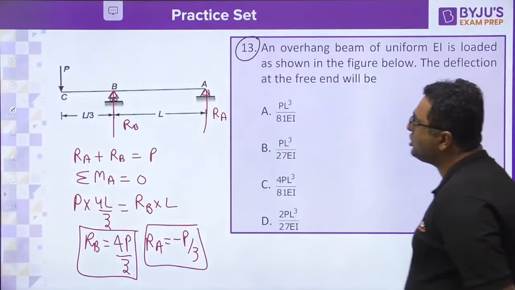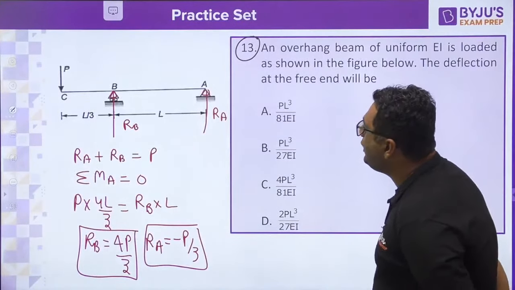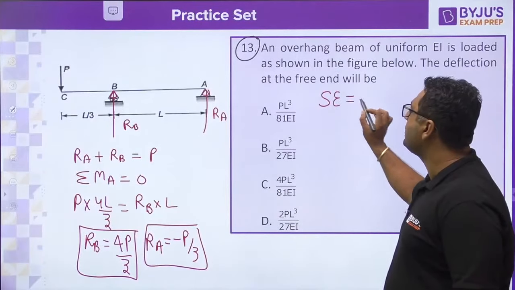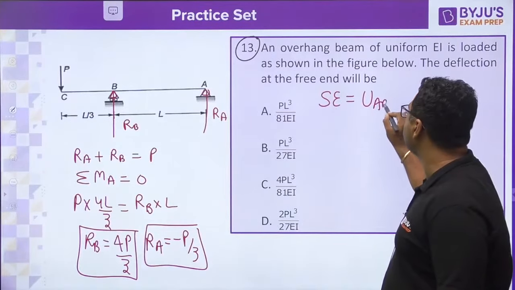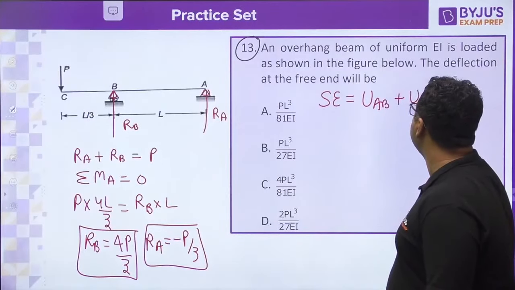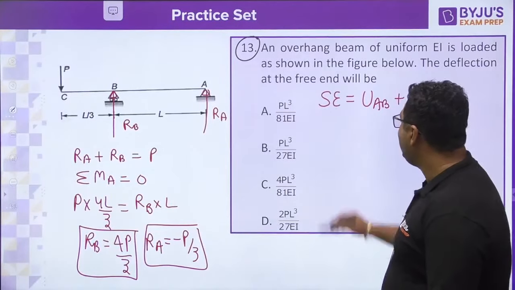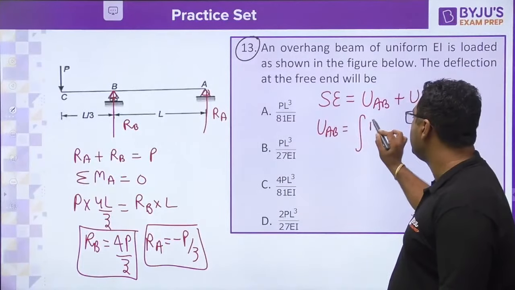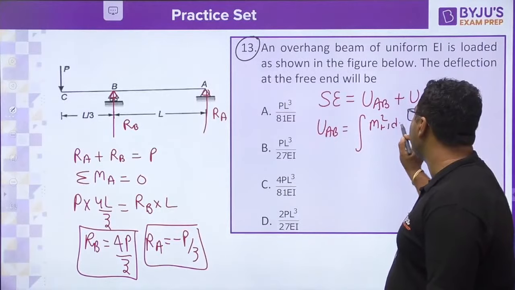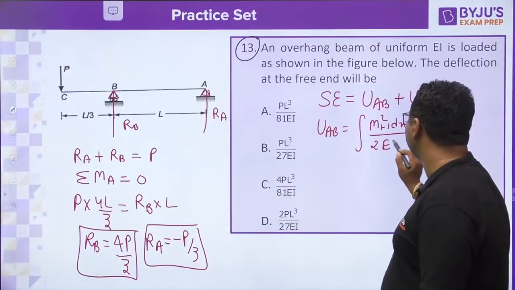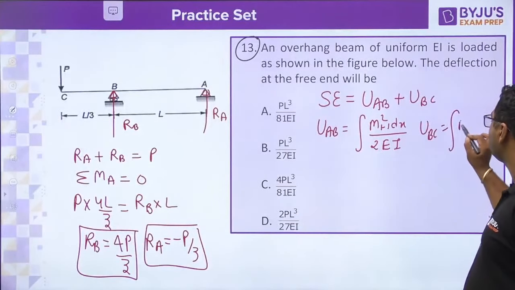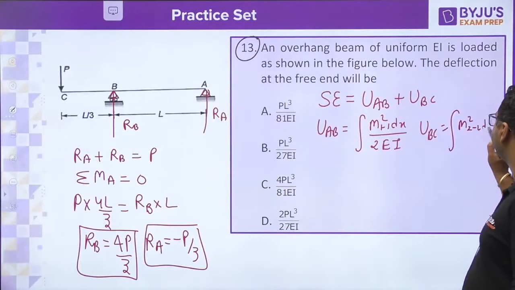These are the support reactions, and now you need to find out the strain energy of the beam. Strain energy of the beam is U of AB plus U of BC, and U of AB is going to be the integral of M square dx upon 2EI. BC is also M square dx upon 2EI.